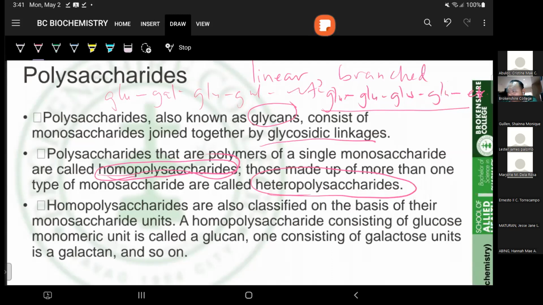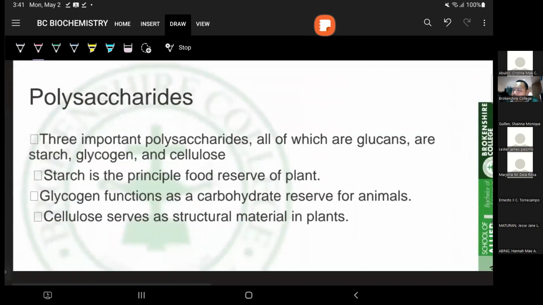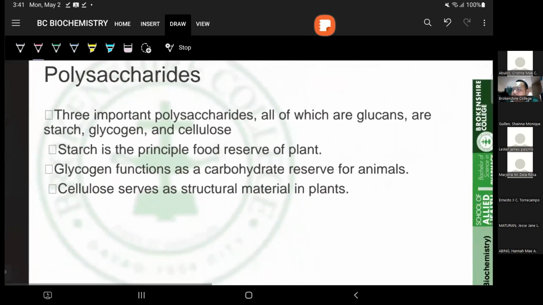Okay. Homopolysaccharides are classified on the basis of their monosaccharide units. Those consisting of glucose as the monomeric unit are called glucans. If it is glucose only, that is glucan. Those consisting of galactose units are galactans, and so on. There are three important polysaccharides, all of which are glucans. Glucose units are very important because they are our stored sugars.